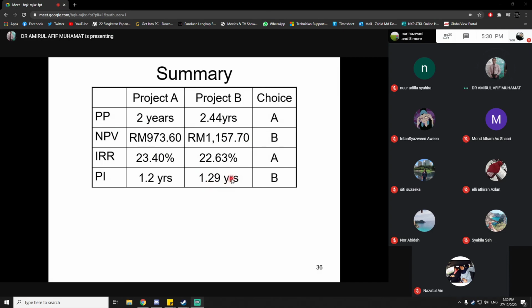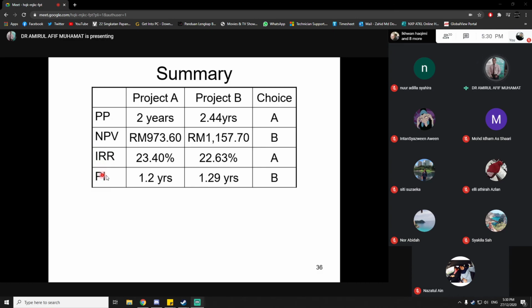So what I'm trying to emphasize here, again, I mentioned that you cannot compare PP and NPV or PP with internal rate of return. You cannot compare directly because different tool is for different purpose. Payback period, you want to cover the cost as soon as possible. NPV, you want to know whether the project is profitable or not. Internal rate of return, you want to know the percentage of return for the project, which one is higher. For profitability index, you want to know the ratio, which one is positive, and also more than one.